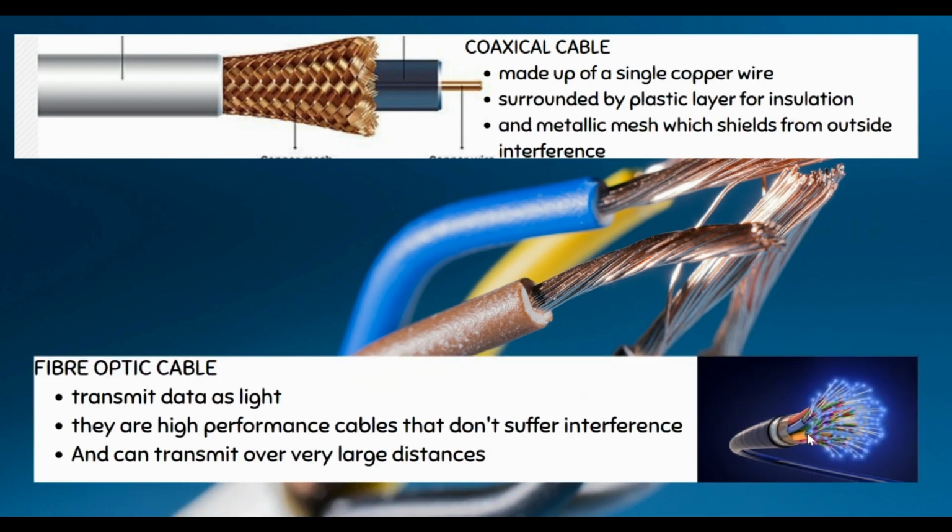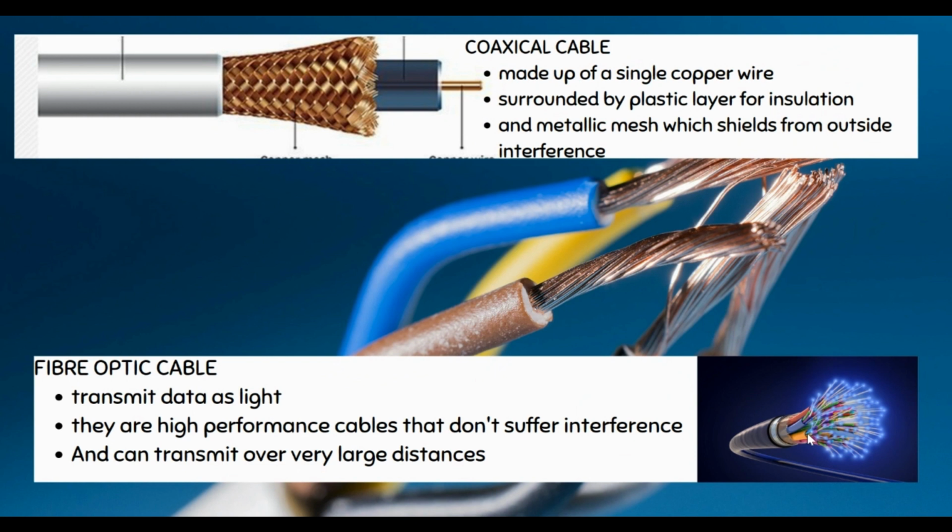Now you can see at the top there is a coaxial cable, which are just the common wired cables. So you just have your copper, surrounded by plastic for insulation, and your metallic mesh. Now you don't need to know the exact formation of the cable, you just need to know that it's a general copper cable. Then you have the fiber optic cable.